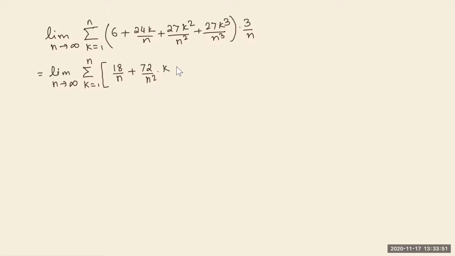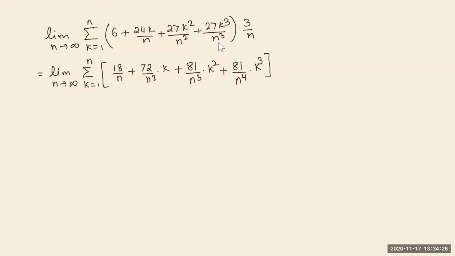Then plus, over here, 3 times 27 is 81, and n times n squared is n cubed. So 81 over n cubed is a constant, then multiplied by k squared. And then plus 3 times 27 is 81, and n times n cubed is n raised to 4, multiplied by k cubed.